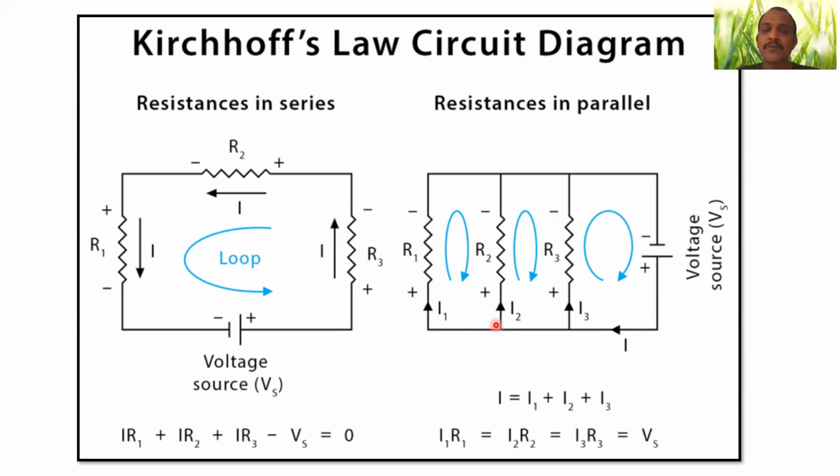But what is the voltage? The voltage drop across resistance R1 is equal to R2 is equal to R3, because in parallel, voltage is going to be the same. Now, what is the voltage across resistance R1? It is I1 × R1. The voltage drop across resistor R2 is I2 × R2. The voltage drop across resistor R3 is I3 × R3. So these voltages are the same. I1×R1 = I2×R2 = I3×R3. So all the voltages are the same, equal to the supply voltage, because it is a parallel circuit.